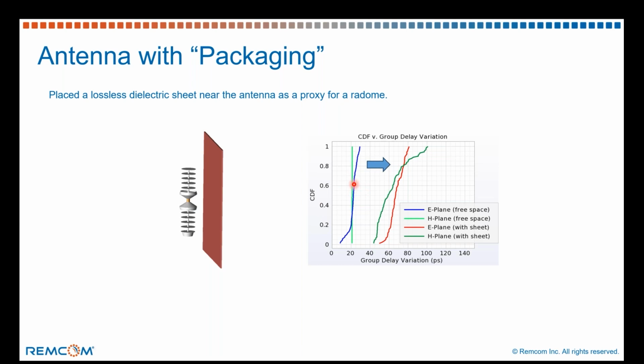So these two graphs on the left were the free space. You add the dielectric sheet, and those graphs move to the right, and your group delay variation is going to increase, or your distortion is going to increase. Worst case, it's still below 100 picoseconds, but this is what we can see in the E plane and the H plane.